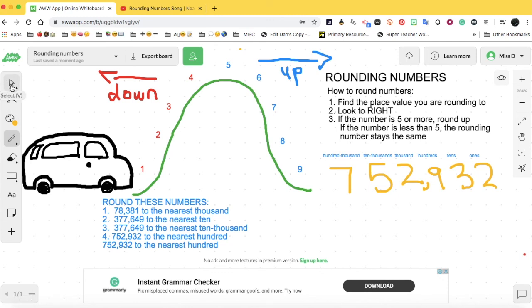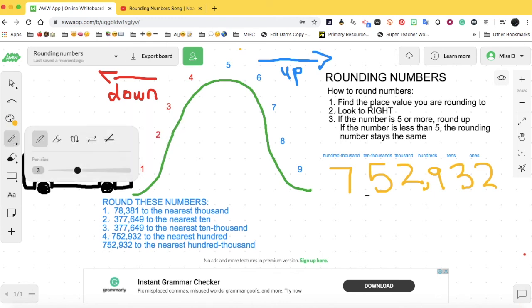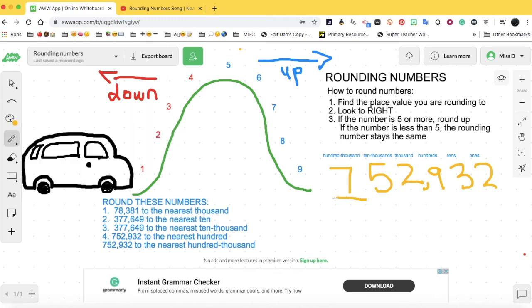Oh, and I know what I've done. 100,000, right? So, first up, what number is in our hundreds of thousands column? It is 7. Look to the right. If it's 5 or more, we round up. If it's less than 5, we round down. So our 7 here, do we round it up or do we keep it the same? We round up because our rule is if it's 5 or more, we have to round up.